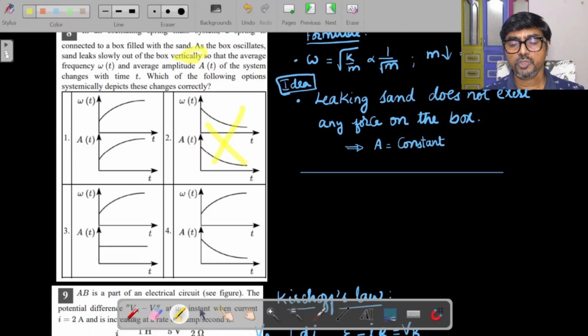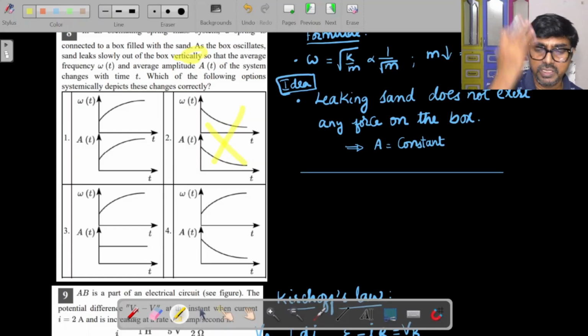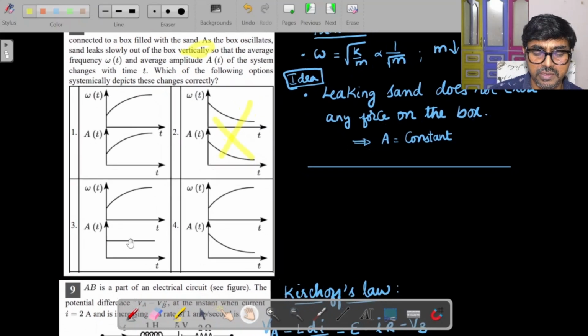And now amplitude, when will it change? Whenever there is an impulse coming from the block in the direction of motion, then it will change the amplitude. But the sand which is leaking, it is leaking vertically, it doesn't apply any force. Even if it applies a little bit of force, it is going to be in the vertical direction. A vertical force is not going to affect the horizontal oscillation. That's why the horizontal amplitude is not going to change. The amplitude is going to be constant. That means the option is B.